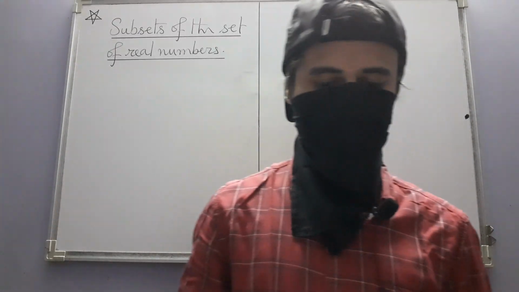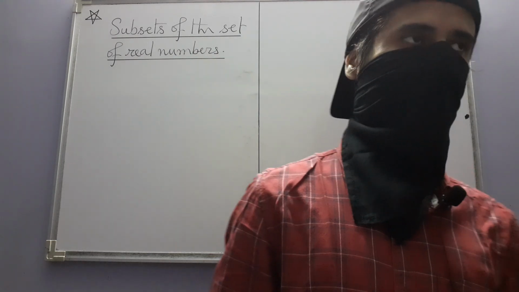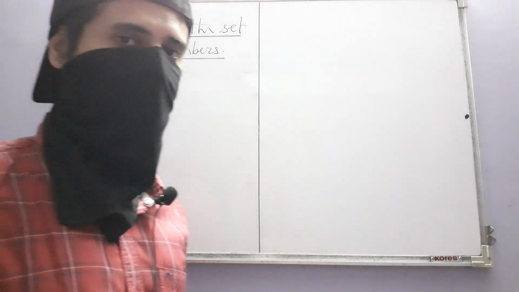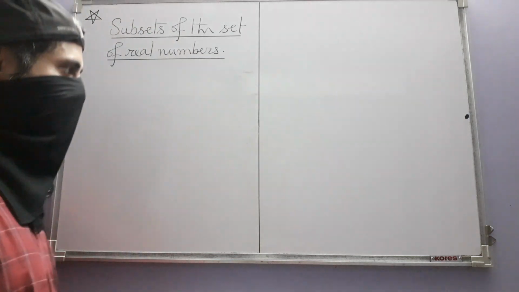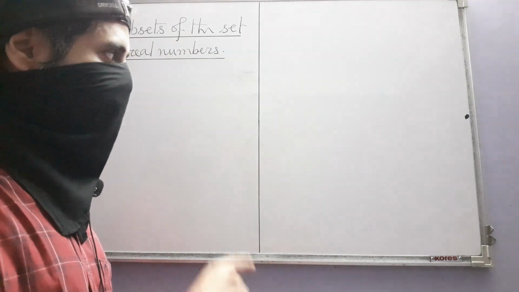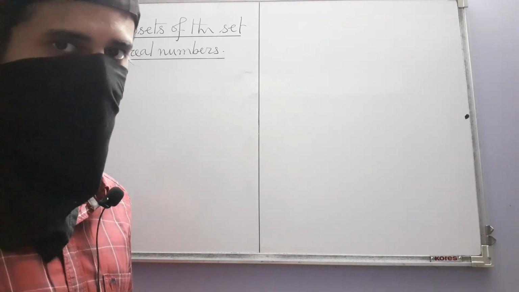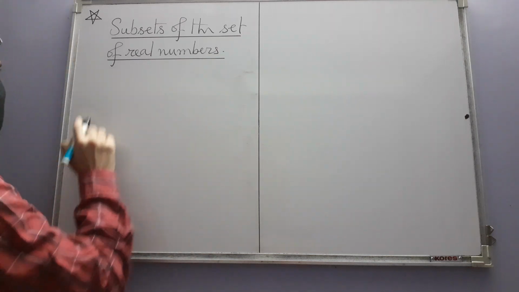Okay, so let us next see subsets of the set of real numbers. Now, the set of real numbers, of course, has many different kinds of subsets, infinitely many subsets, many different types of subsets, but some subsets are more important than others. And the first few we are going to see today are already familiar to us. And they are, of course, these sets.